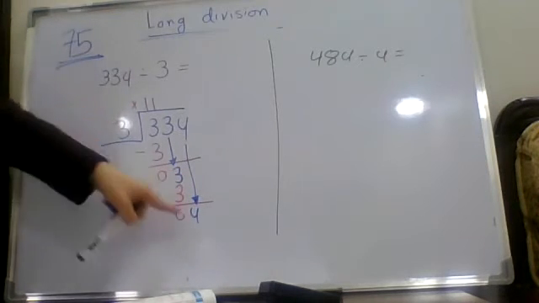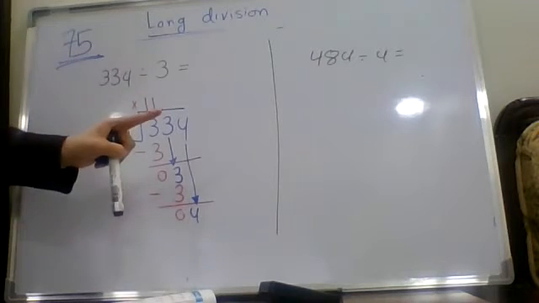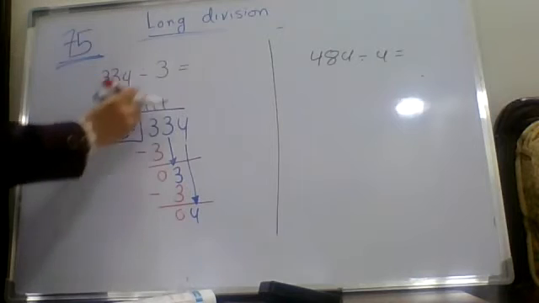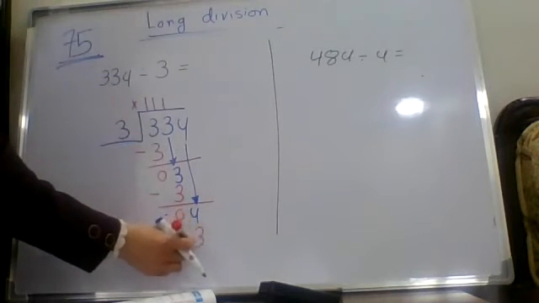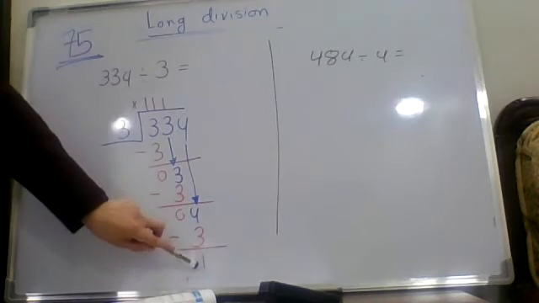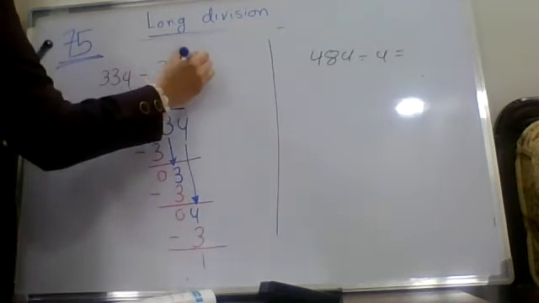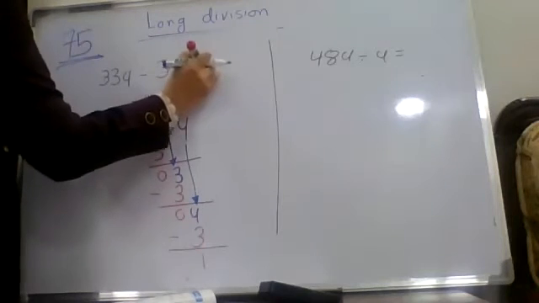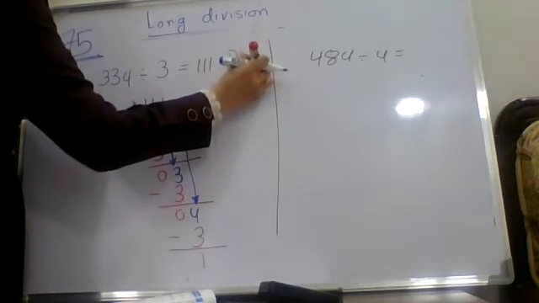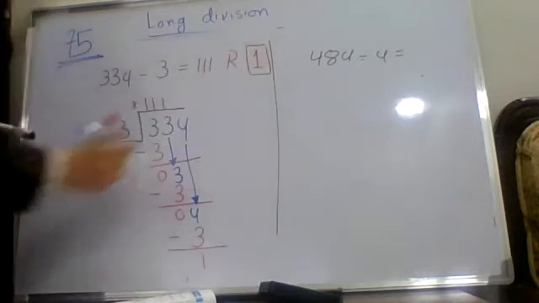How many 3 inside this 4? I only have 1 3 inside this 4. So I write only 1. Then subtract again. 1 times 3 equals 3. And I have a remainder of 1 when I take away. So the remainder is 1. So I have the answer as 111 and the remainder is 1.